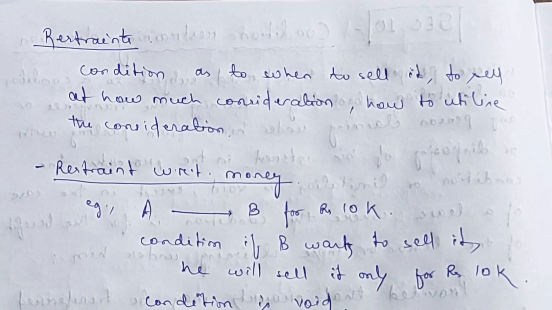So now let's see what we mean by restraints. A restraint on alienation would include a condition that dictates to him when to sell it, at how much consideration to sell, or how to utilize the consideration, or to whom to sell, or for what purpose he should sell. So these are the restraints. Now let's see the various kinds of restraints.